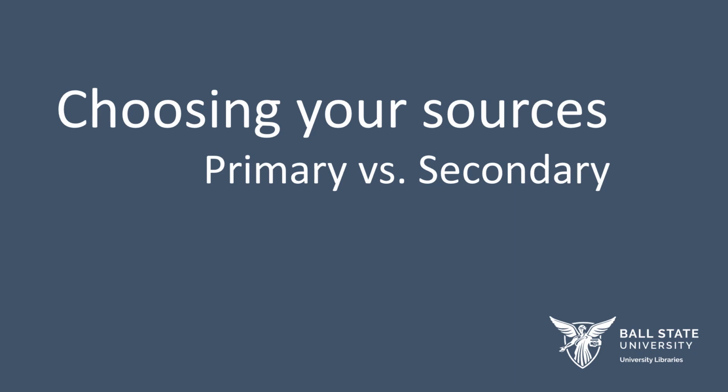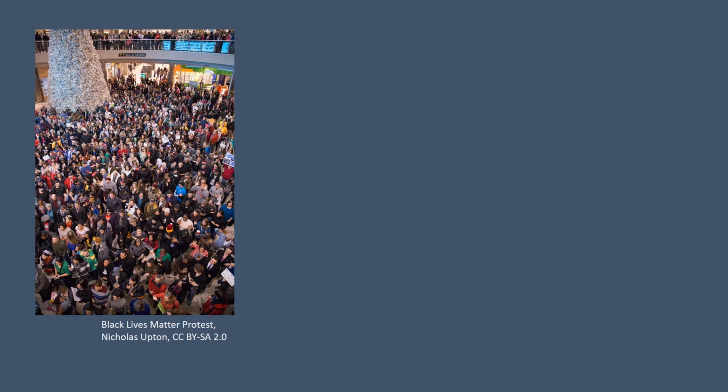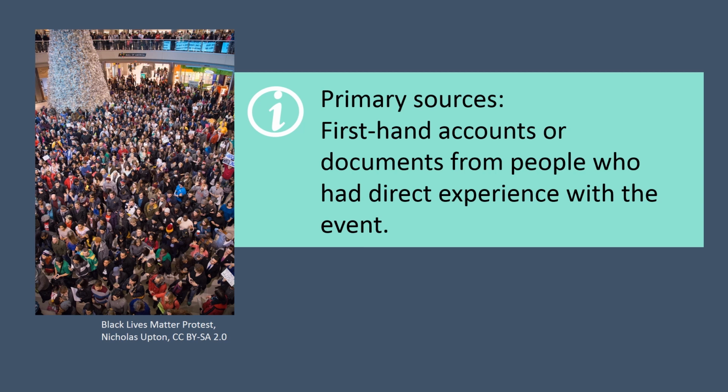Researchers divide sources into two types when they talk about the research process. Some of the sources we discussed in the first video would be considered primary, while others are secondary. Primary sources are first-hand accounts or documents from people who had direct experience with the event.